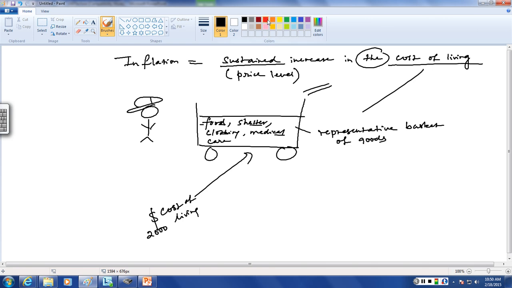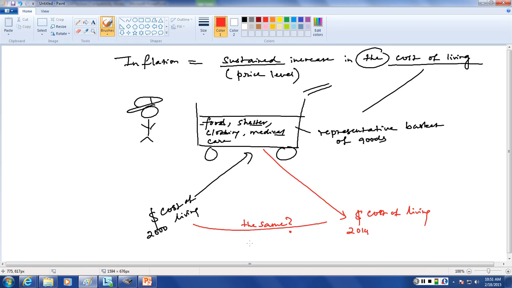Now this same basket this year will cost how much? We'll have a different cost of living. So the cost of living this year would be that. Do you expect that these two numbers will be the same? No. We don't expect these two numbers to be the same. Why? Because our cost of living tends to rise over time. Things become more expensive, right?